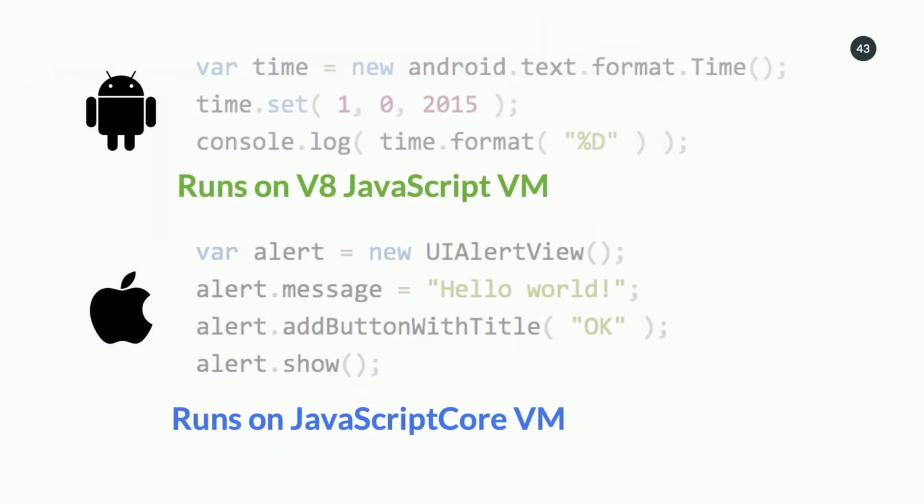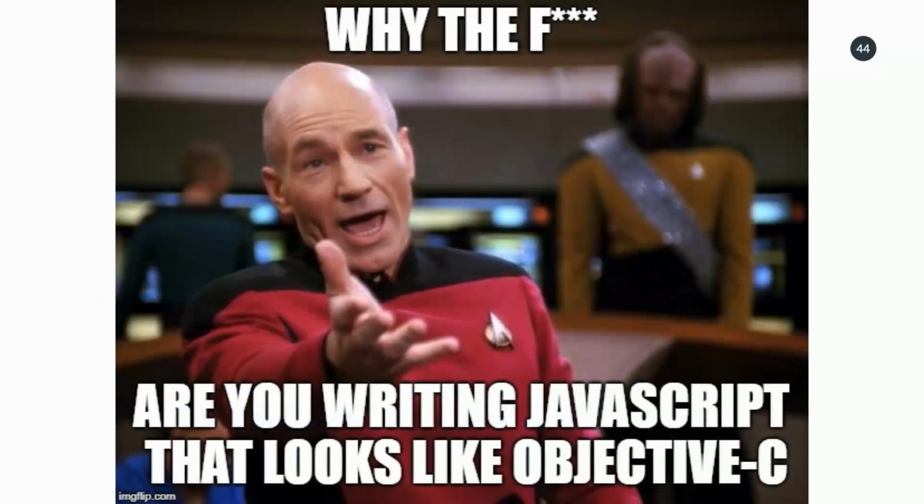And again, all this code is running directly on the VMs on the devices. So with Android, it's running in V8. With iOS, it's running in JavaScriptCore. As a side note here, the team is actively looking at porting V8 to iOS as well to have one JavaScript engine that we're worried about going forward, but that's for another day.